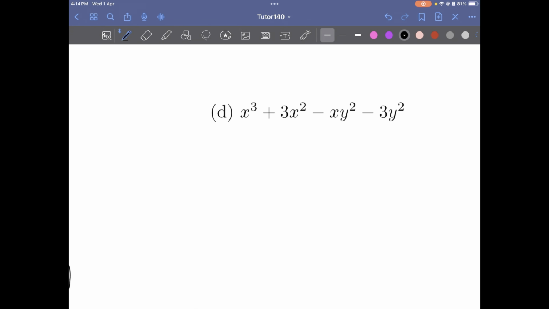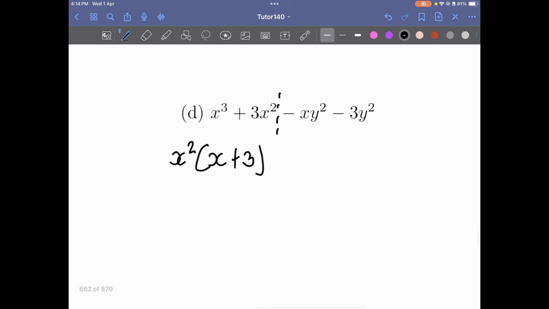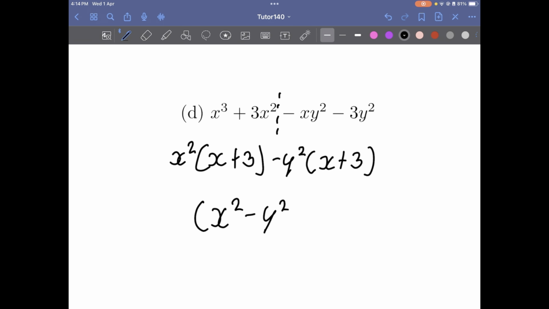And over there. So in this case, we're going to split it down the middle. We're going to factor out the common factors between both terms in each group. So first one, x squared is common, so we're left with x plus 3. The next one, we're going to factor out negative y squared because minus y squared is common. And we're left with, again, x plus 3. So our final answer would just be x squared minus y squared, x plus 3.